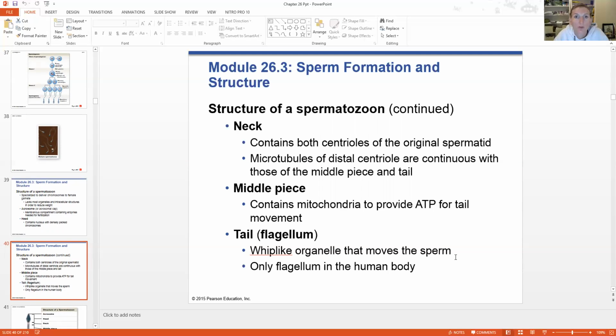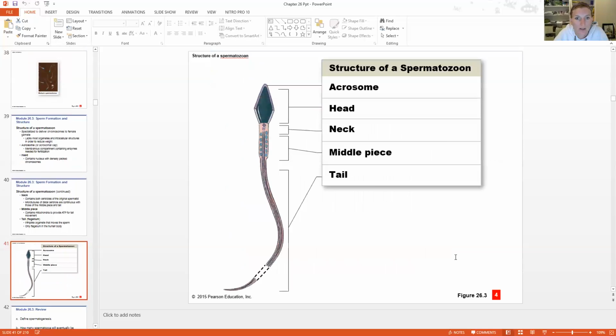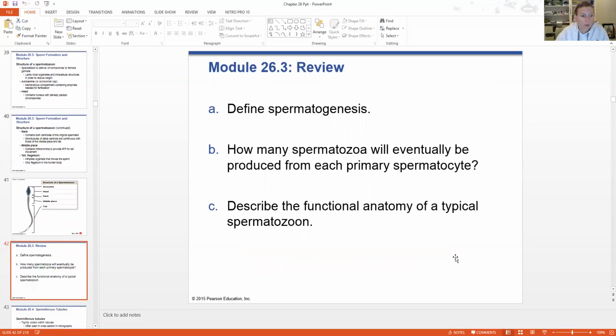The microtubules extend through the middle piece and the tail, and that is going to allow the sperm to swim. The middle piece has the mitochondria, which is making the ATP that's needed for that whip-like motion of the tail. There you see acrosome, head, neck, middle piece, and tail. You can pause the video here, go back and review this section.